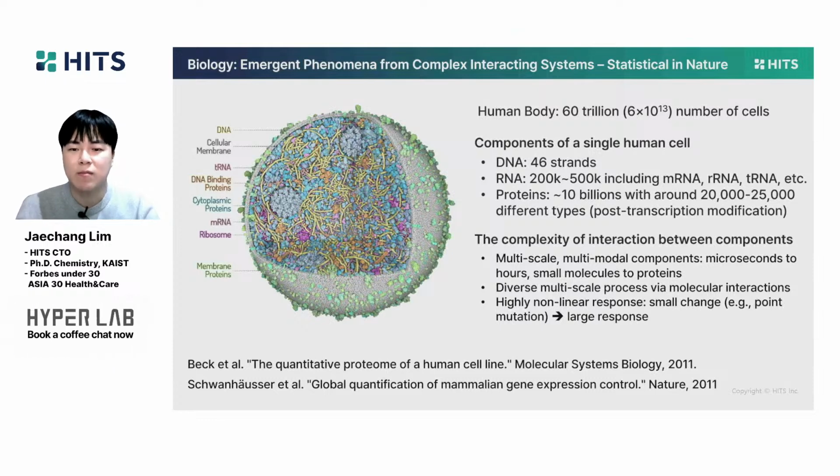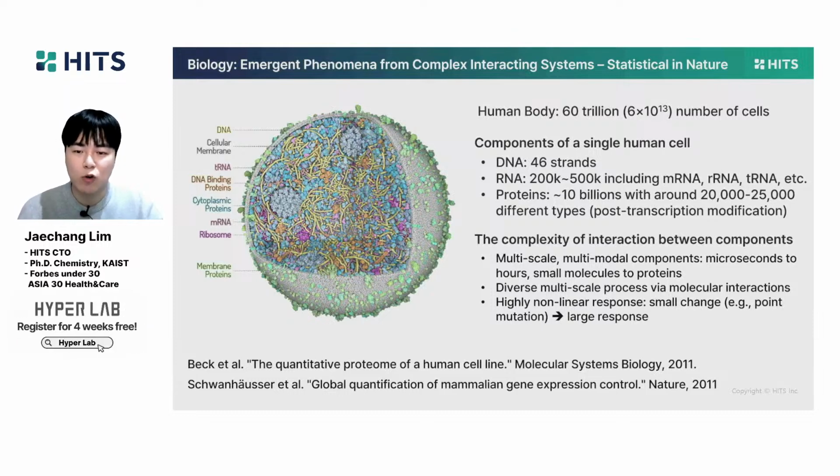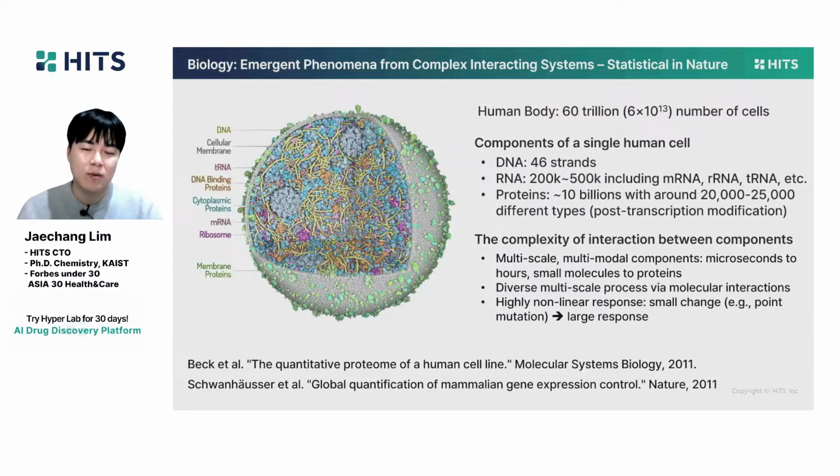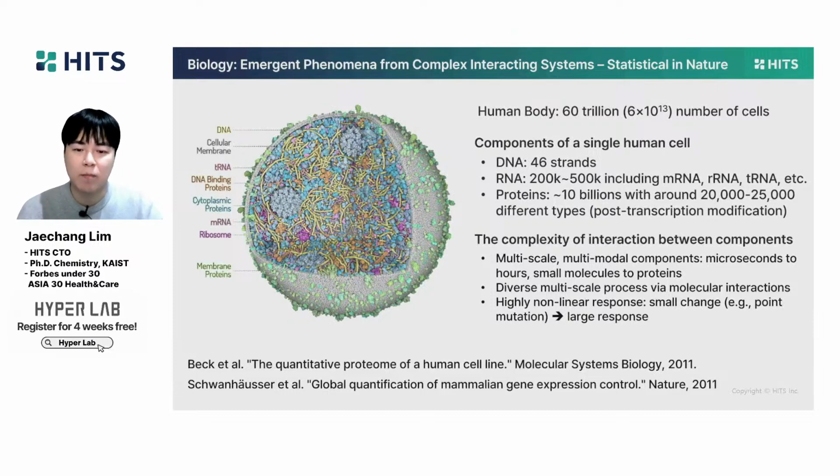So biosystems, as you know, are very complex, and in the biosystem, various entities like DNA, RNA, and proteins work on multi-scales, and each component interacts with others to create the functions of the human body. The human body has about 60 trillion cells, and within them there are numerous proteins, and these interact with each other to form complex systems. And even small changes like point mutations can have a big impact on the overall function of cells.